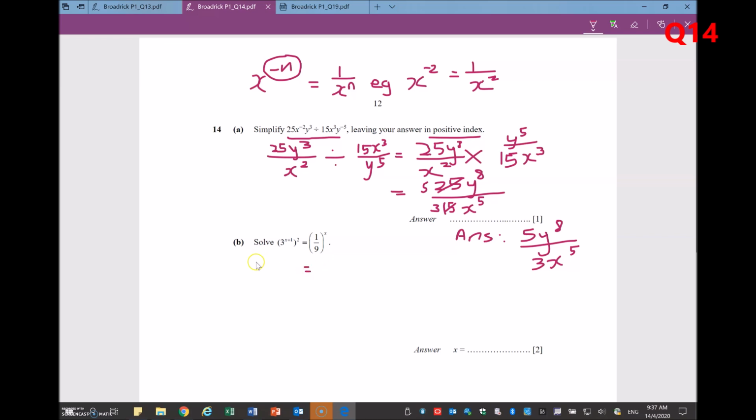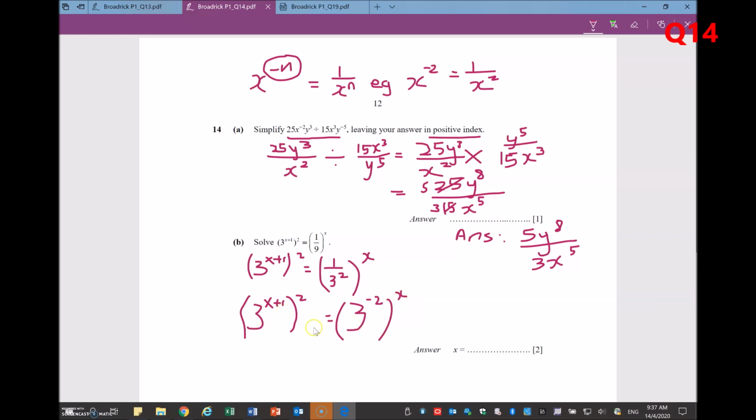So let me write down the equation now. The left hand side remains unchanged. And on the right hand side, 1 over 9 can be written as 1 over 3 to the power of 2, to the power of x. Next, I will want to rewrite the right hand side so that it is base 3 now. So I'm going to change it to 3 to the power of negative 2, to the power of x.